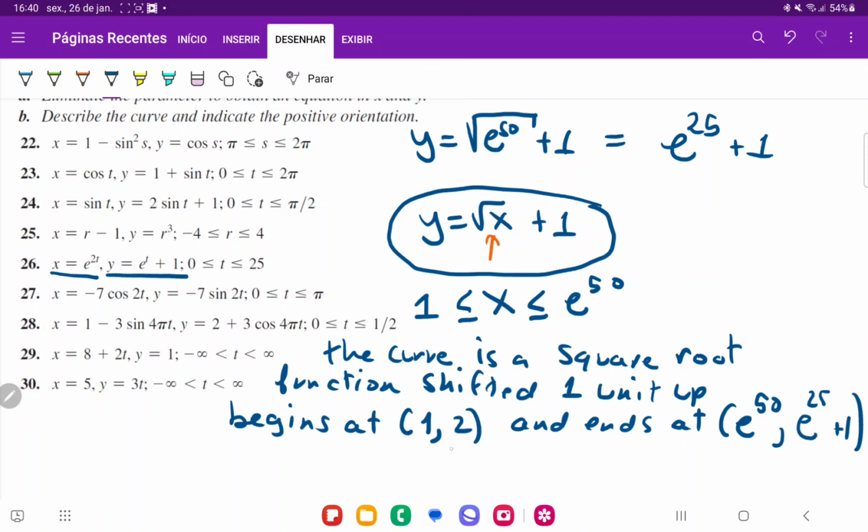So that is it. This is the curve that we have, and the boundary goes from x equals 1 to e to the 50. And we put here the y coordinates as well, just so that we can see exactly where the point begins and where the point ends.